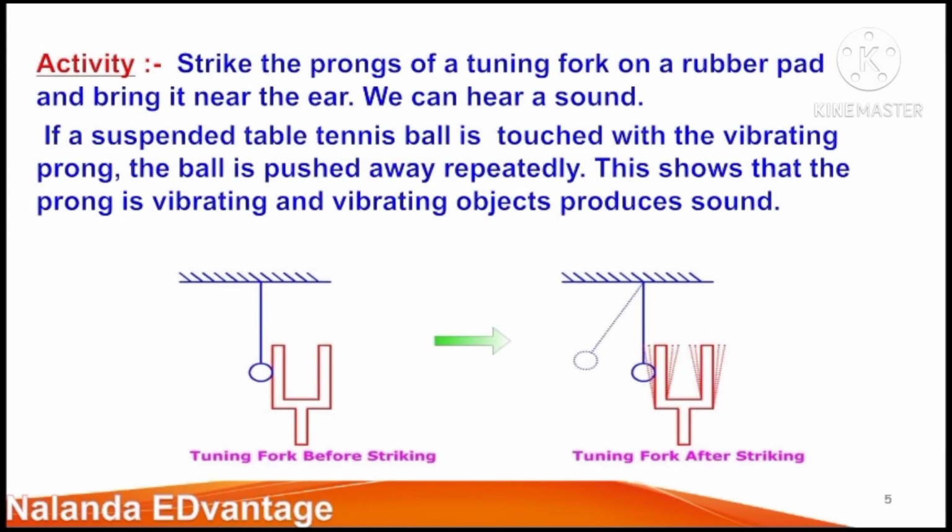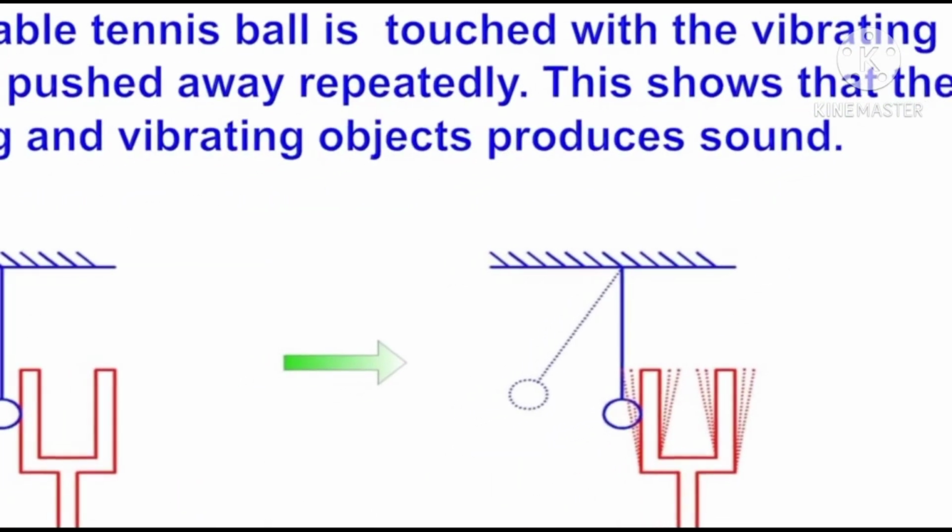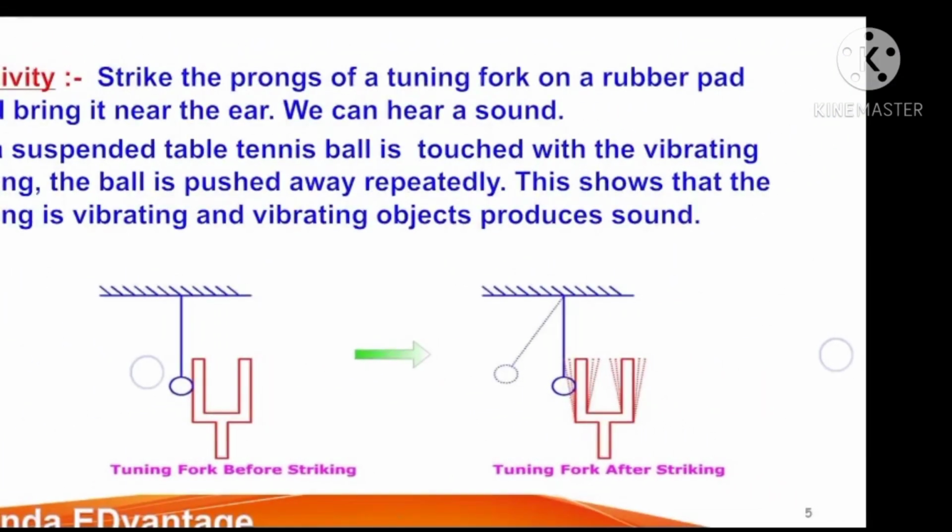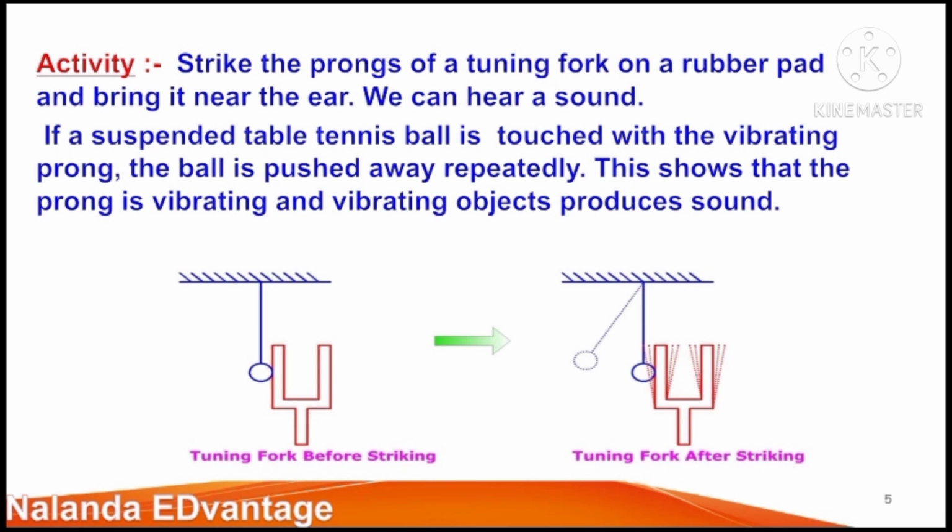Now see this activity which will prove how vibrations are responsible for the production of sound. For this activity we need a tennis ball and a tuning fork. A tuning fork is a device easily available in your labs. It consists of two prongs which can vibrate when struck. You strike the prongs of a tuning fork on a rubber pad and bring it near the ear. We can hear a sound. If a suspended tennis ball is touched with this vibrating prong, the ball is pushed away repeatedly. So this shows that the prong is vibrating, and objects which are vibrating produce sound.